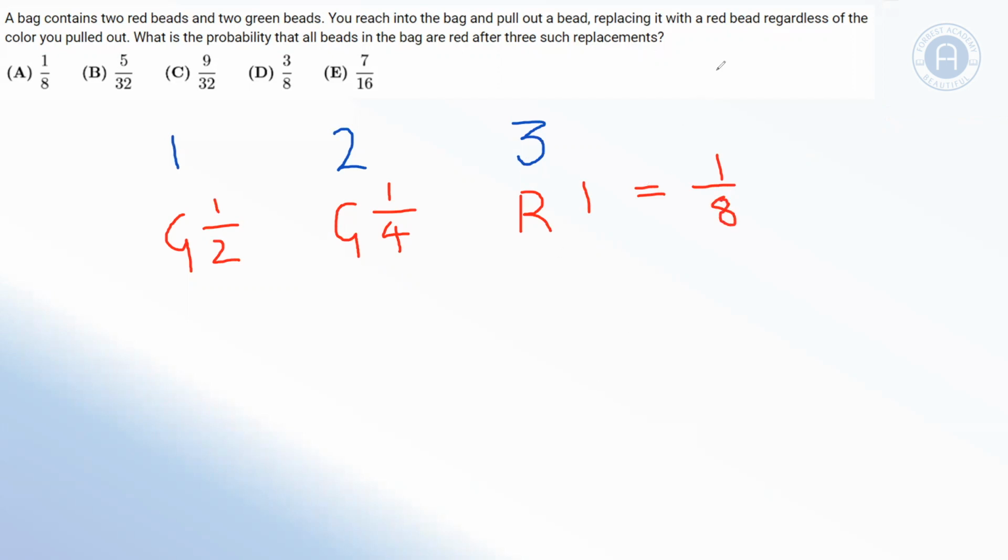Now the problem with this is that because we're replacing with a red bead every time, these events are not independent of each other. They are completely conditional on the order in which we do it. So when we take out that red bead, the probability is changing because we are adding a red bead in. If we weren't adding a red bead, then that would be fine, because the number of beads in the bag isn't going to change. But because we're replacing with a red bead every time, we need to look at all 3 variations.